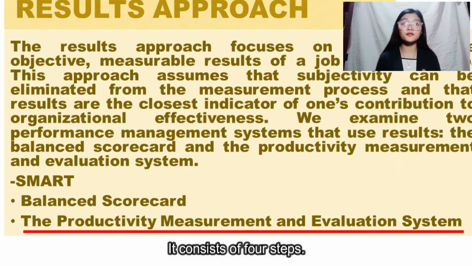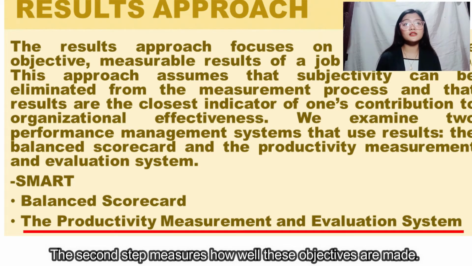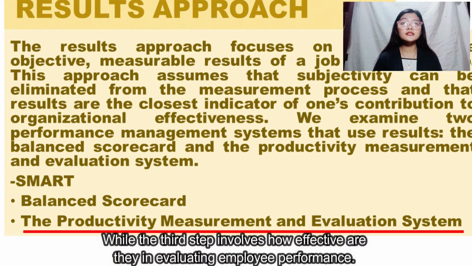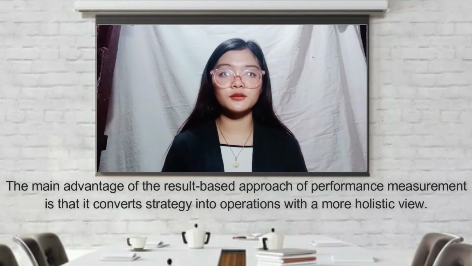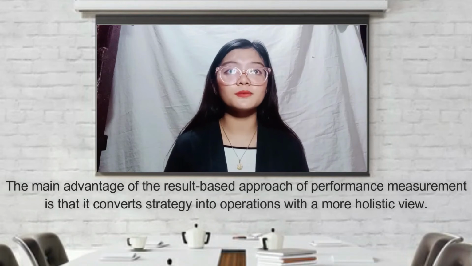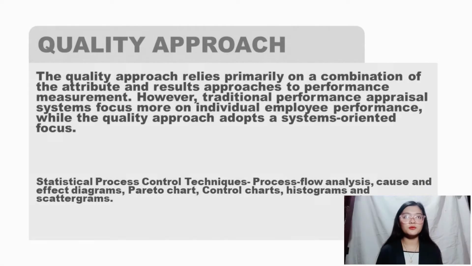It consists of 4 steps. The first step is to identify the objectives which the organization wants to achieve. The second step measures how well these objectives are met, while the third step involves how effective they are in evaluating employee performance. Finally, the last step gives feedback to the employees. The main advantage of the results-based approach of performance measurement is that it converts strategy into operations with a more holistic view. Lastly, the quality approach.